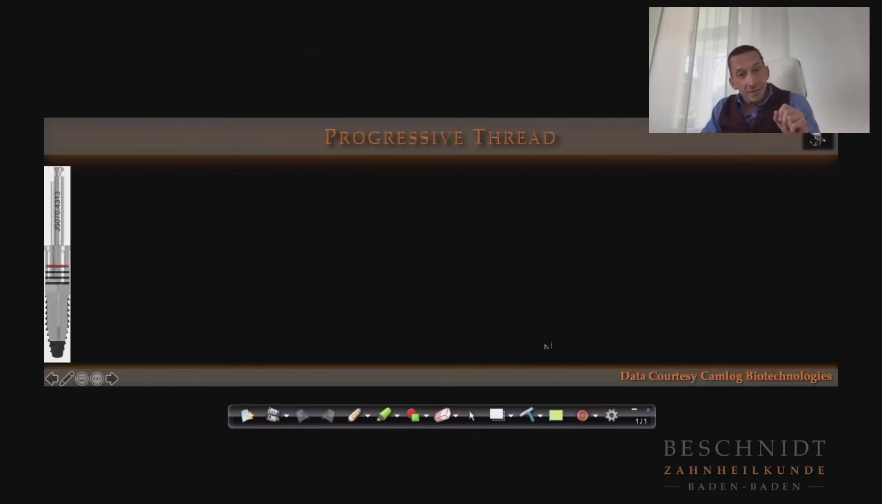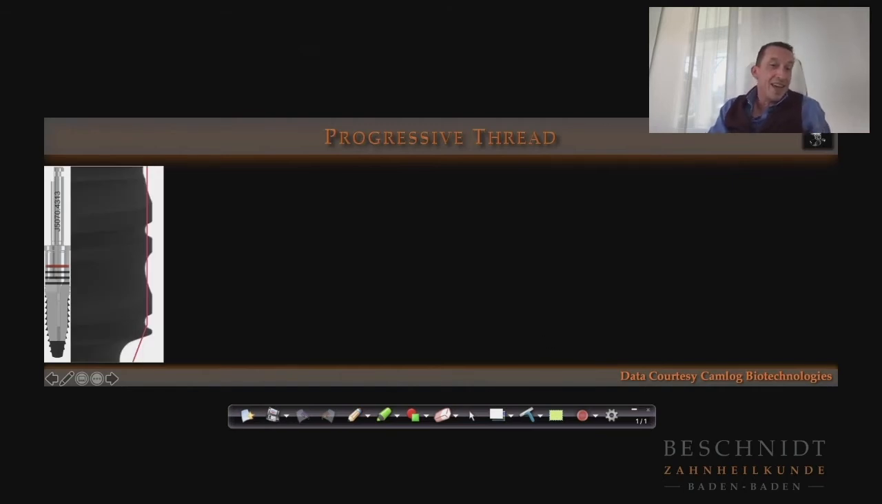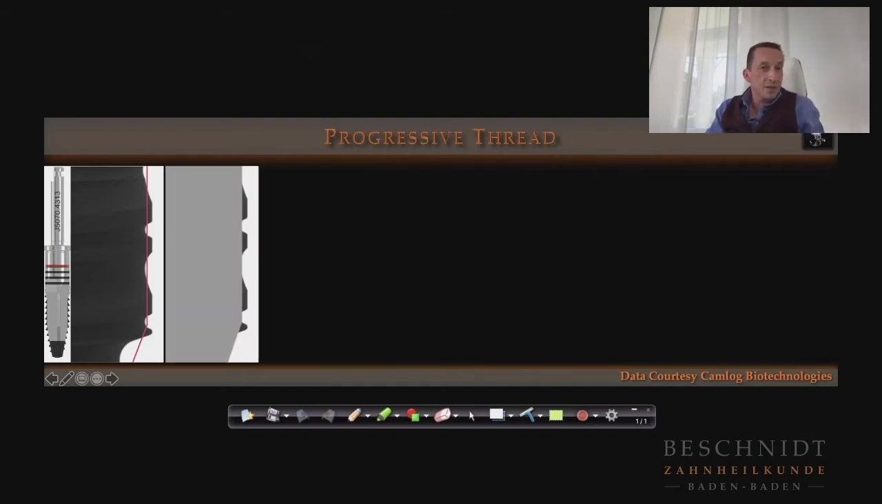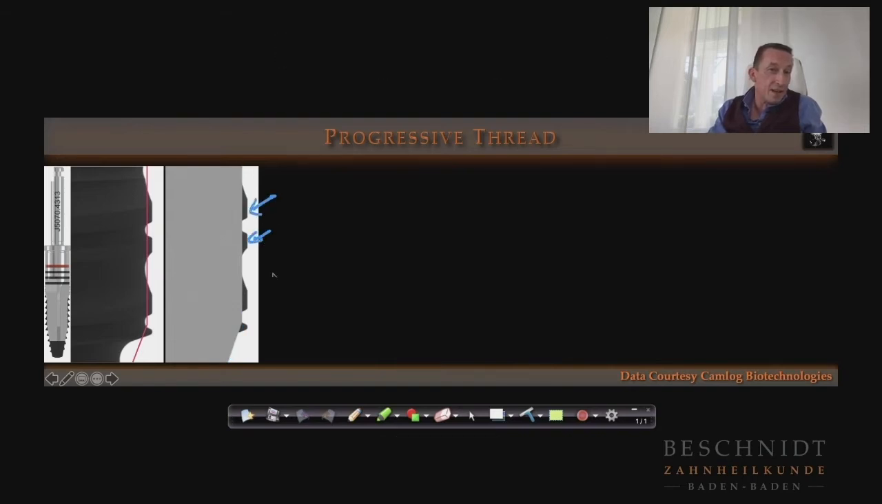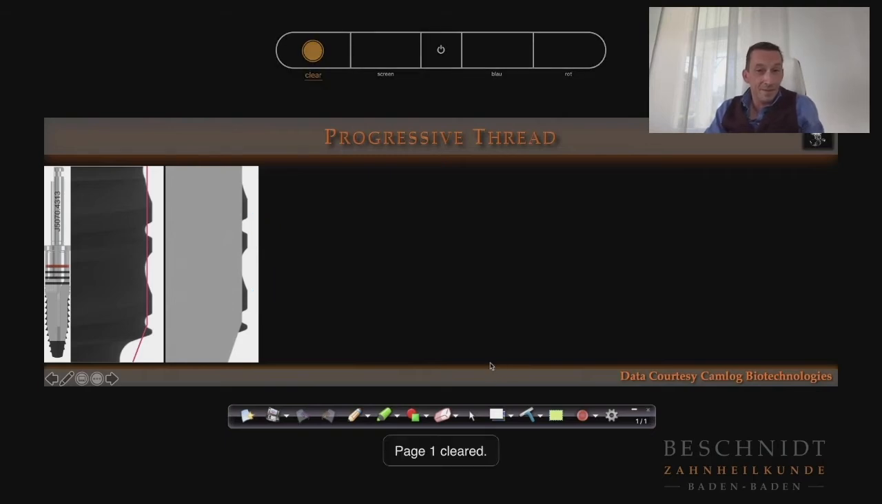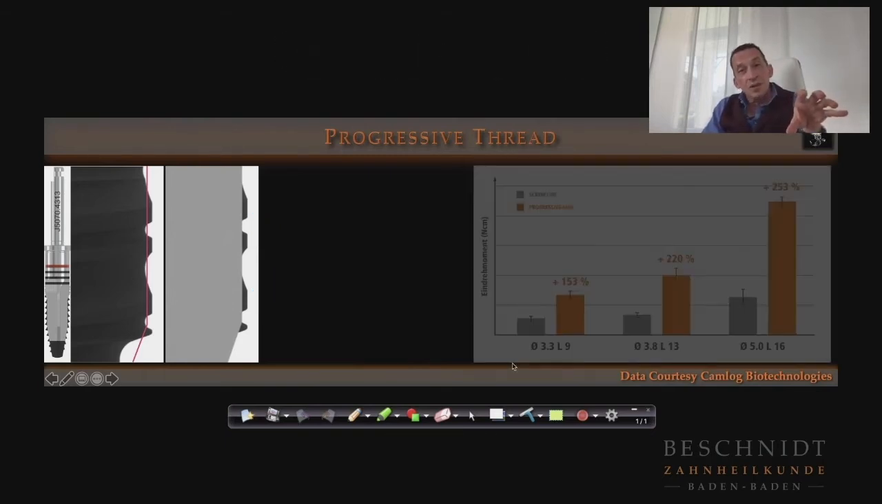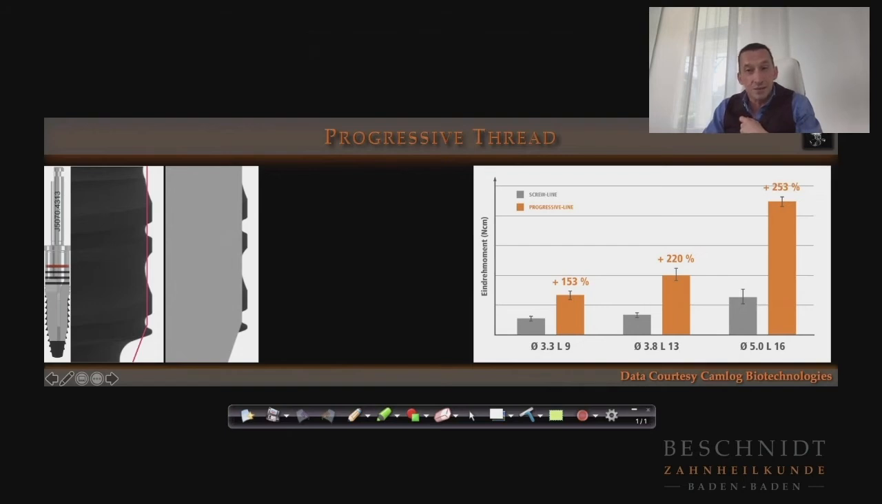And also there is another difference compared to the normal CAMLOG design. Even the shoulder of the implant has a thread design and is able to even be stable in the residual bone during a sinus graft. So you see, this is the outline of the drill. And the black area is the threading of the implant. And only this brings us to a higher primary stability, as you can see here, up to 250% higher primary stability.